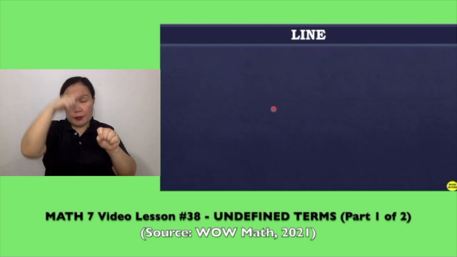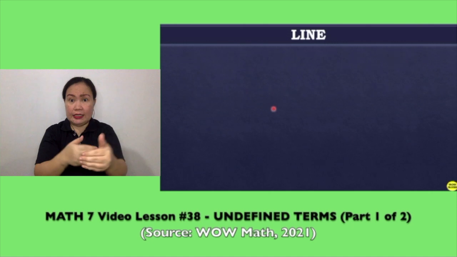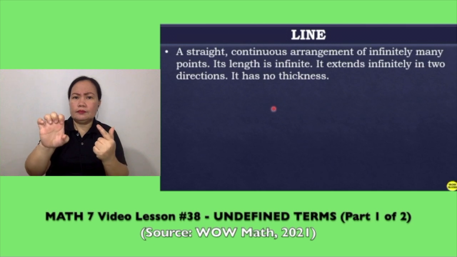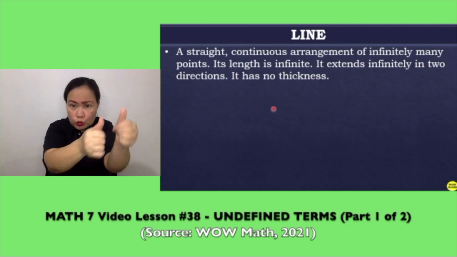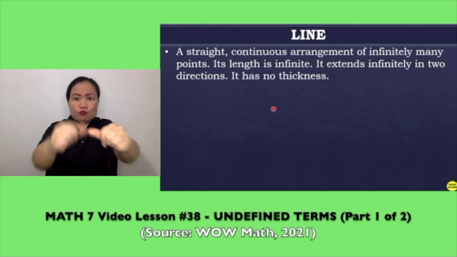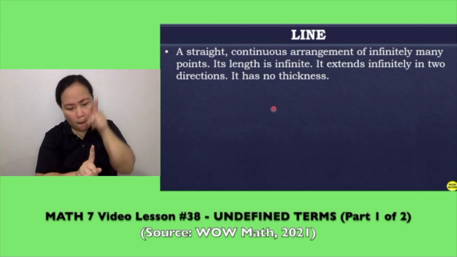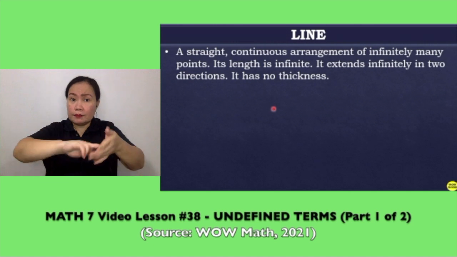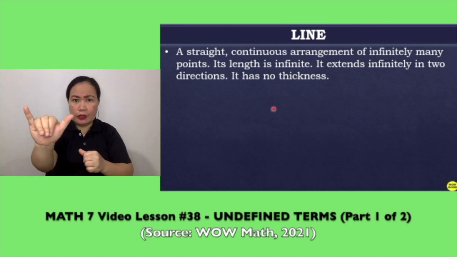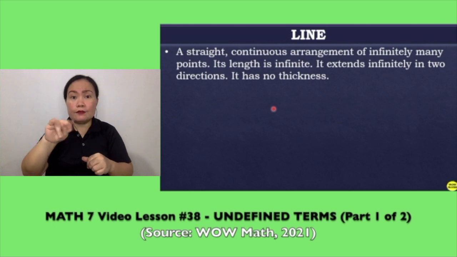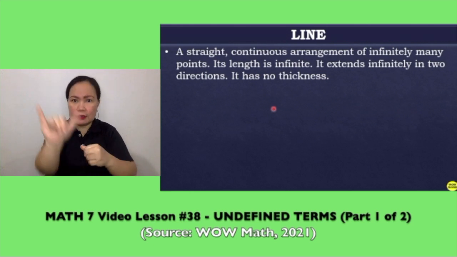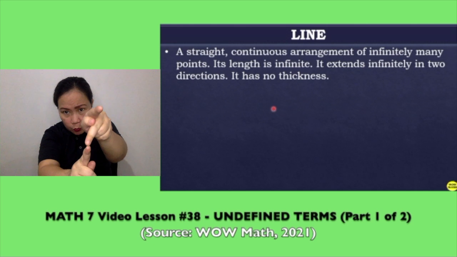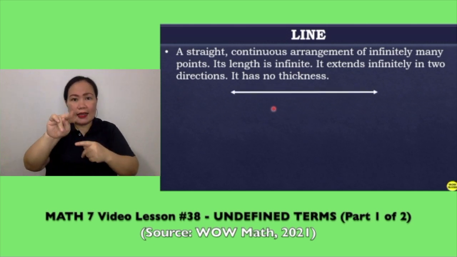Okay. Next, how about a line? So, what do we know? What we should know about a line? So, it is a straight, continuous arrangement of infinitely many points. So, pag sinabi nating line, it should be straight. Okay? So, ano siya? Tawag nito? Horizontal. Okay? Horizontal or it can be vertical. Basta straight siya. So, it is a continuous arrangement of points. So, kapag meron po tayong line, ang sinasabi niya po, hindi lang po isang point ang meron dito. Maraming points yan. Since ang line natin ay nag-e-extend, its length is infinite.